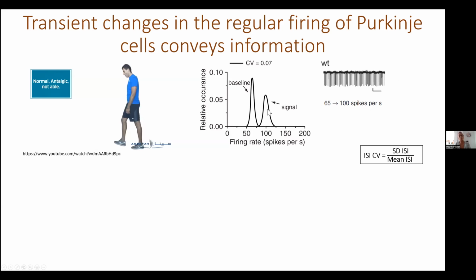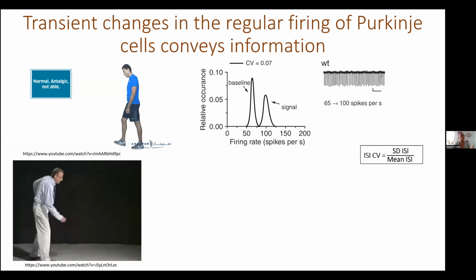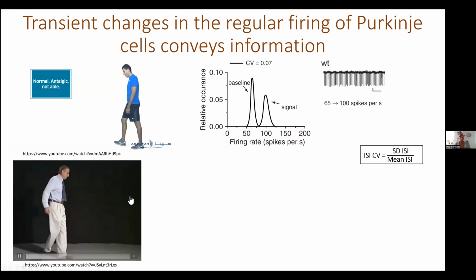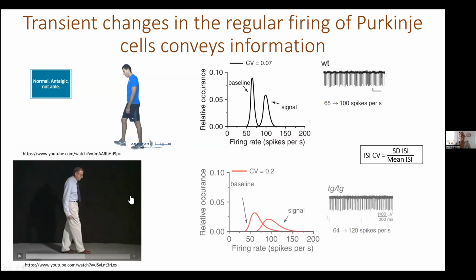When the signal comes in, when the person starts walking, or when the mouse or the monkey starts doing a task, this downstream neuron from the Purkinje cell is able to discern between the baseline and the signal because they're easily discernible from each other. But when you have a model of ataxia, which is uncoordinated movement, you have something that looks similar to this. At baseline, you have this highly irregular firing of Purkinje cells. The average is similar to the wild type, but the standard deviation is going to be higher.